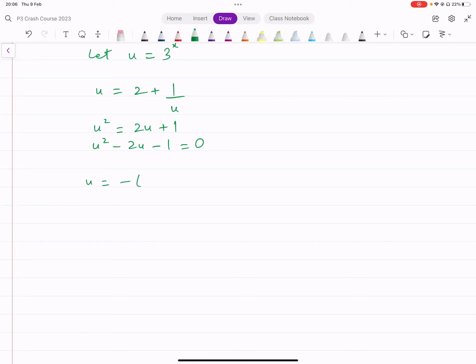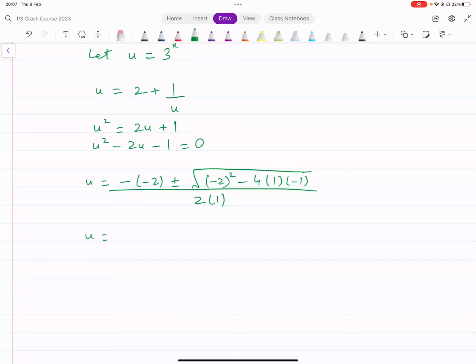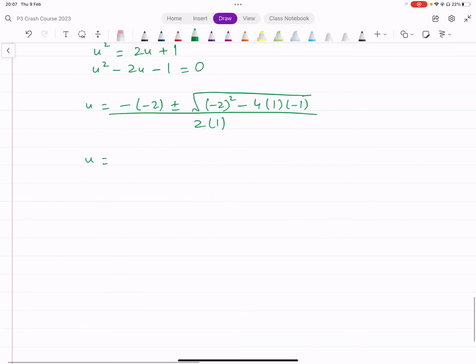Let's input values: minus of minus 2 plus minus square root of minus 2 whole squared minus 4 into 1 into minus 1, whole divided by 2 times 1. Now this gives us two values for u. Let's find out what they are. It's 2.414 and minus 0.4142. These are the two values of u that we get from this.